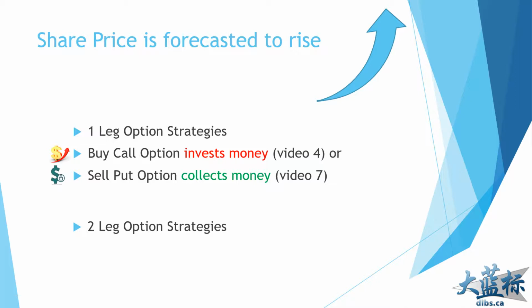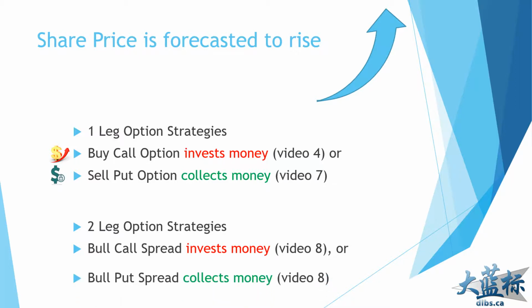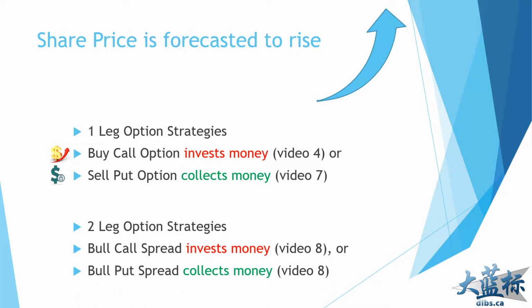After watching the last 2 videos, you're now a little bit more comfortable with 2-leg option strategies, where you have bull call spreads in video 8 that shows you how to invest money, as well as bull put spreads and how to collect money. And again, when you have bull call spreads, you're hoping the spread will increase in value over time as the share prices rise, whereas the bull put spread collects money up front as an income generator by way of a credit spread.